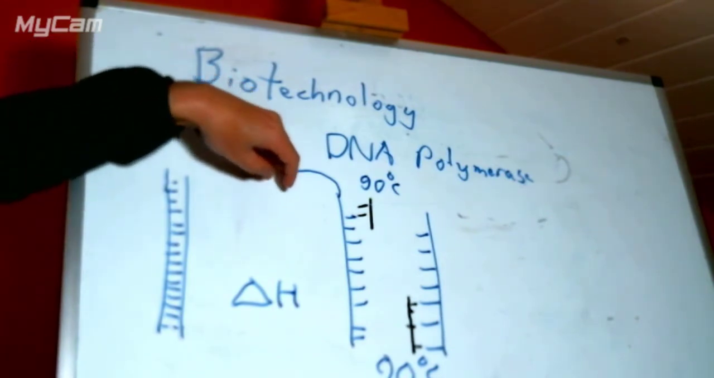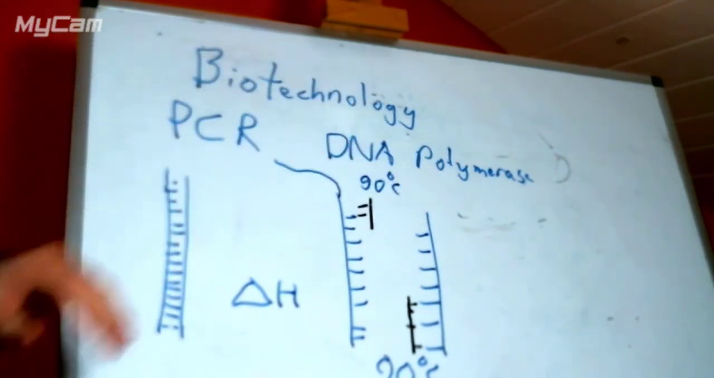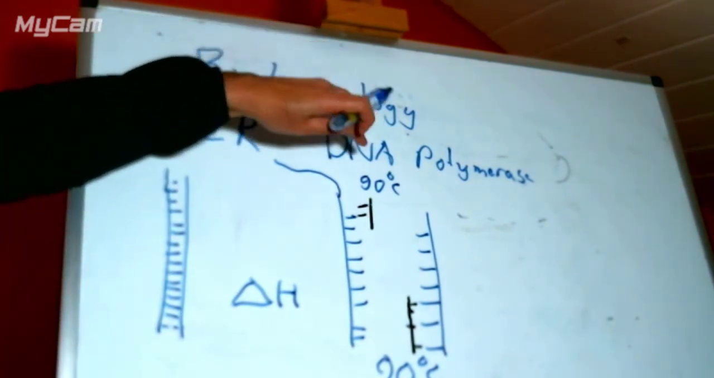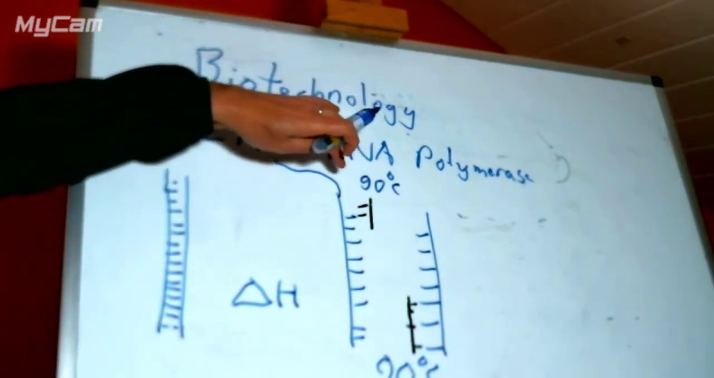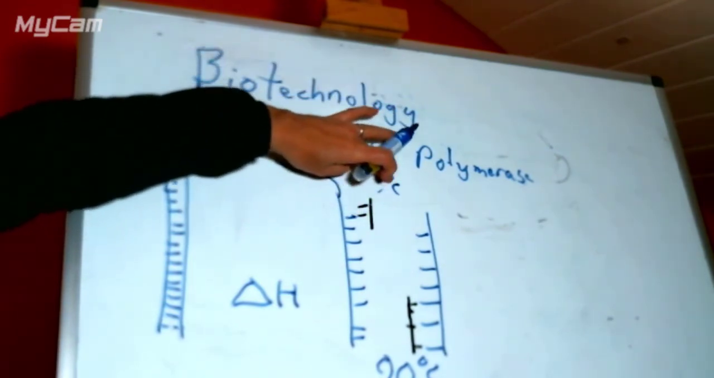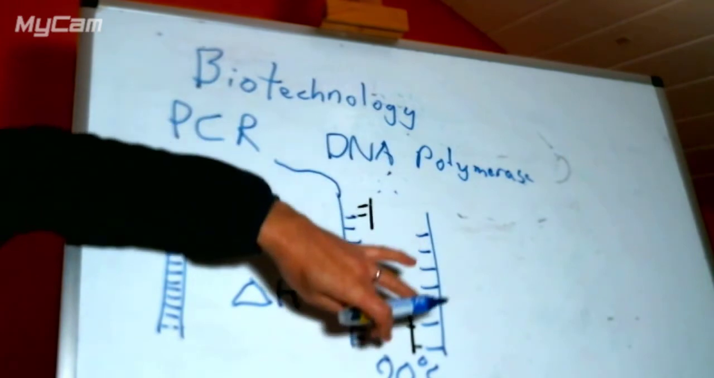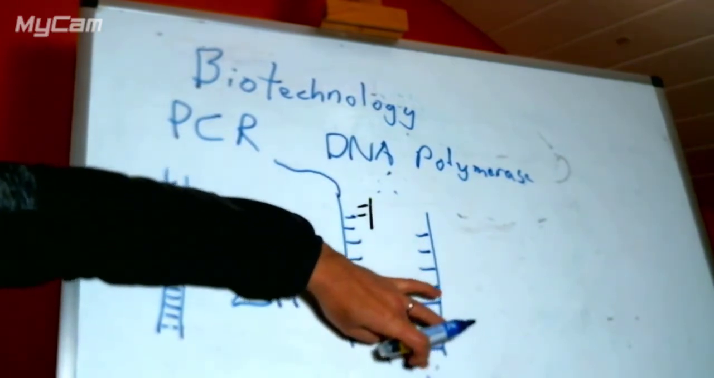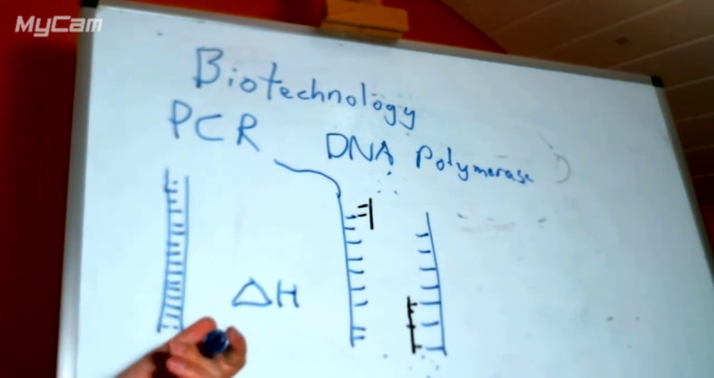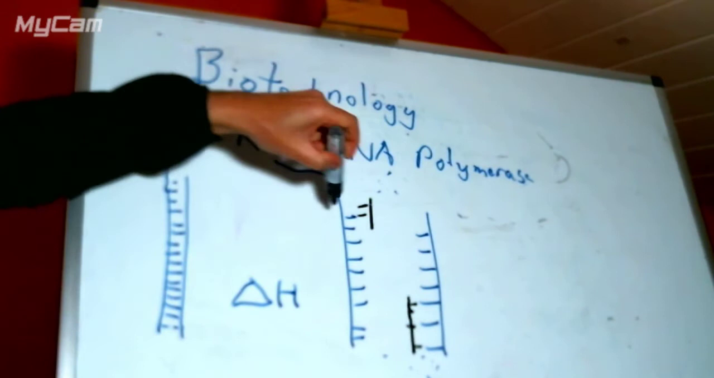If we copy this section, we're going to copy it many times. So as we cool it down, I should have changed my number here. At 90 degrees C, they're separate. As we cool down, the primers attach. So I'll take my numbers off. As we cool it down, the primers attach. And as we cool it down further, let me write primer. So this is the primer.